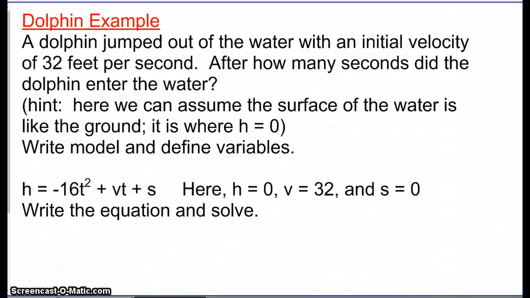This is a dolphin example. A dolphin is jumping out of the water with an initial velocity of 32 feet per second. We can figure out after how many seconds he enters the water again. Now, the water here is going to function like the ground. The surface of the water is like the ground, so it's where h equals 0. Write the model, define the variables. H equals negative 16t squared plus vt plus s.